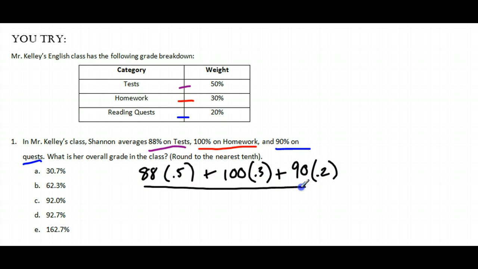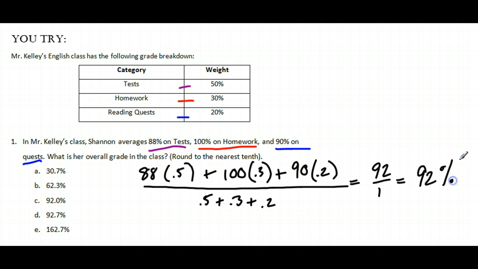And I'm going to go ahead and divide that by 0.5, 50%, plus 0.3, 30%, plus 0.2, 20%, the weights. And we end up getting 92 over 1, which is just a 92%. So your answer should have been C.